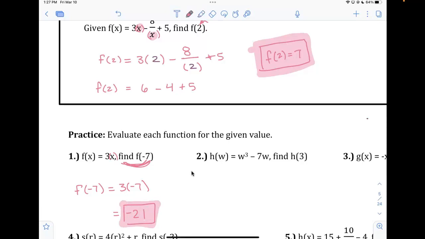So it switches it up a little bit here for number 2, it gives you h of w. So the function is h, and it's just using the variable w instead of x. That's all, but it's still the same process. So we're still finding the function value when w equals 3. So instead of w to the third, we'll have 3 to the third minus, instead of 7 times w, 7 times 3. So 3 to the third, that's really just 3 times 3 times 3.